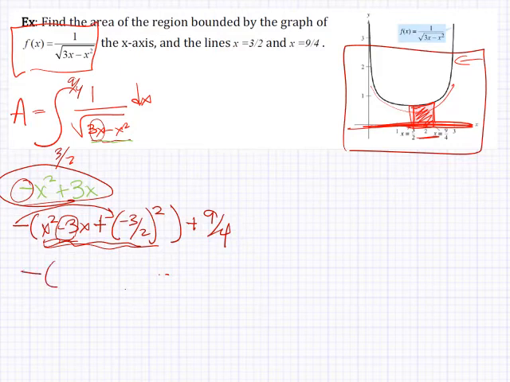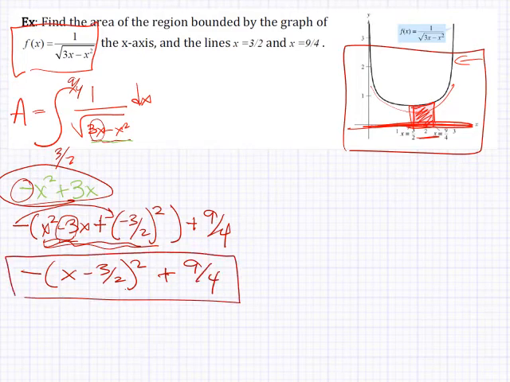So negative, this will factor as x minus 3 halves squared. And I have this plus 9/4. And so now we've rewritten this way, which I can actually rearrange one more time, and I'll write this as 9/4 minus x minus 3 halves squared. I'll put this back into the integral.